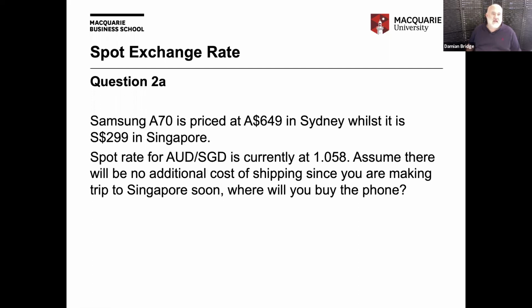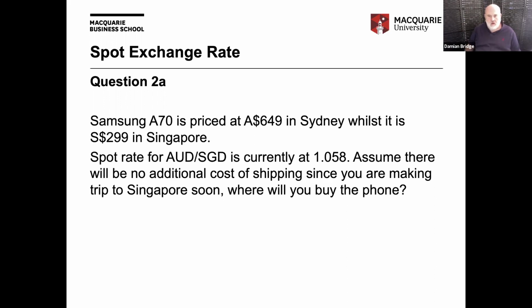The Samsung A70 is priced $649 in Sydney, while it is $299 Singapore dollars in Singapore. The spot rate is currently 1.058. Assume there will be no additional cost of shipping since you are making a trip to Singapore soon. Where will you buy the phone?